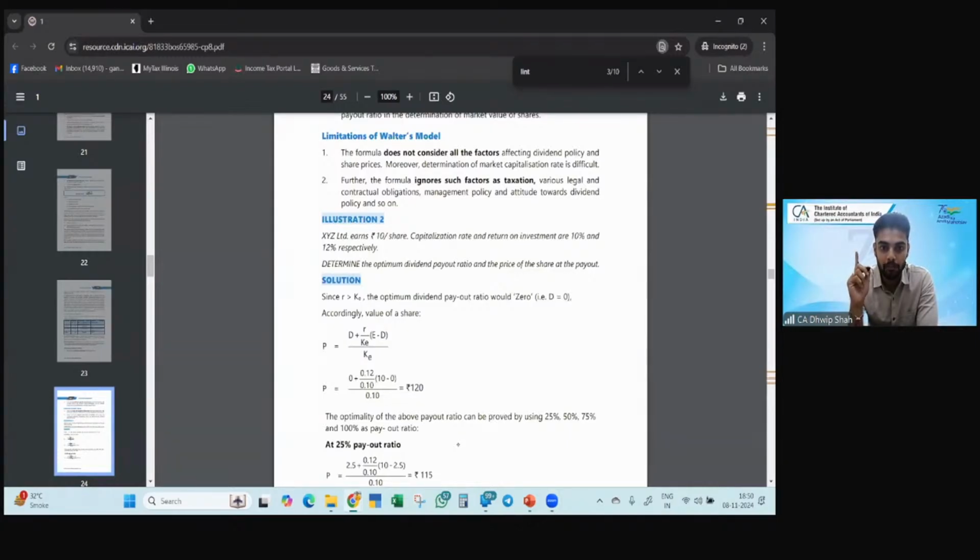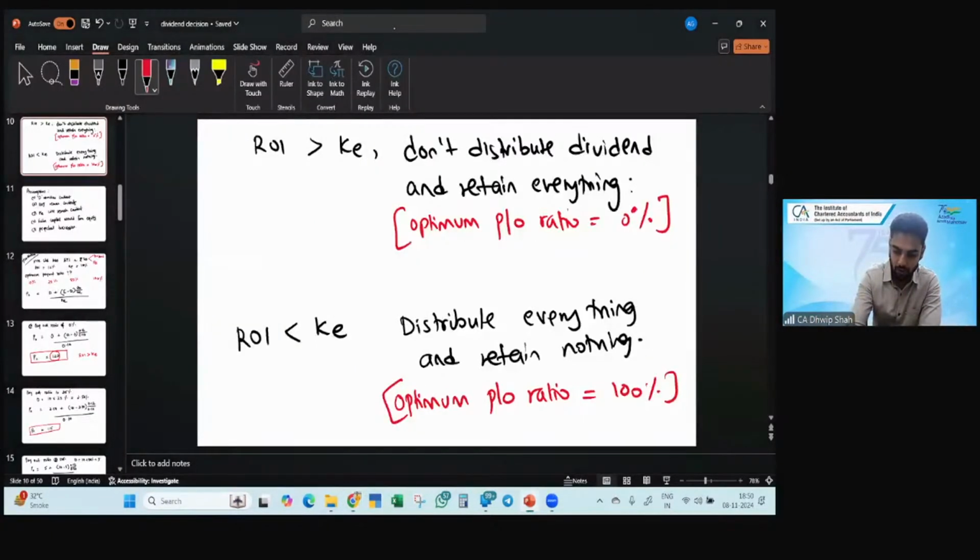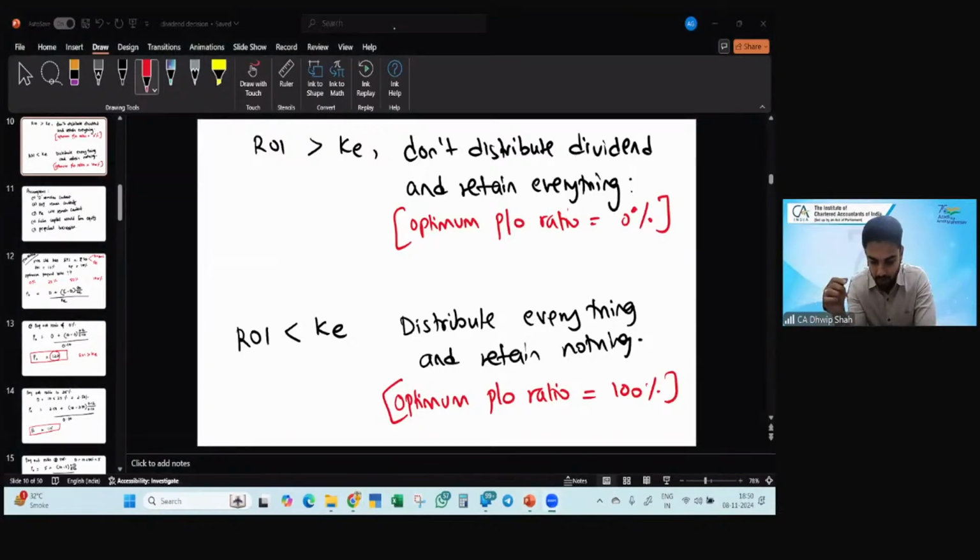Okay? So optimum payout ratio in this question, your answer should be that since ROI is greater than KE, optimum payout ratio should be 0%. And at 0%, you have to calculate market price. Followed everyone?